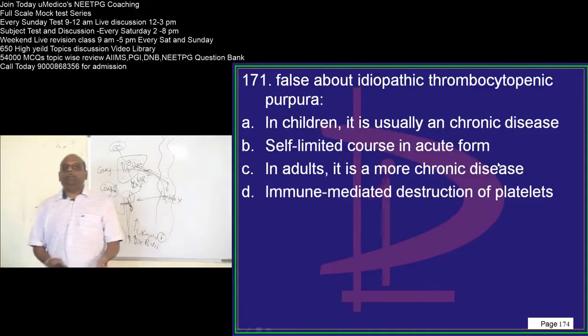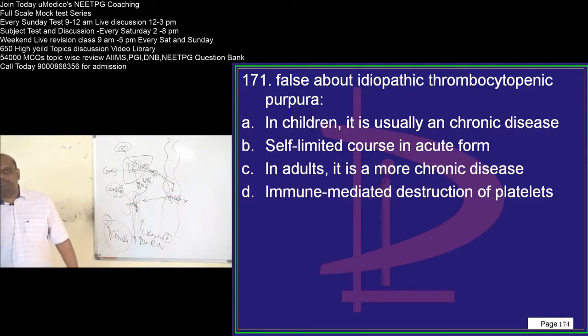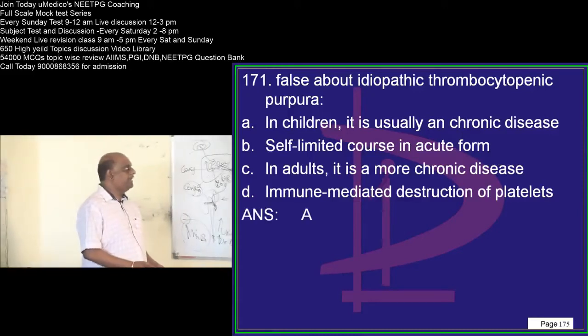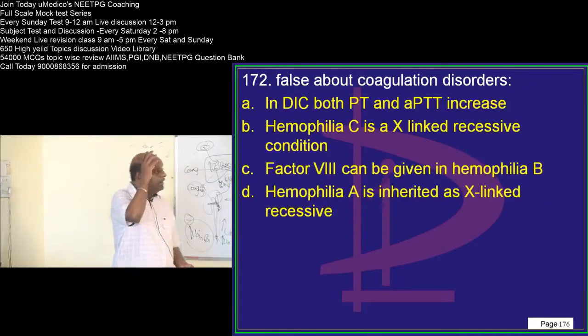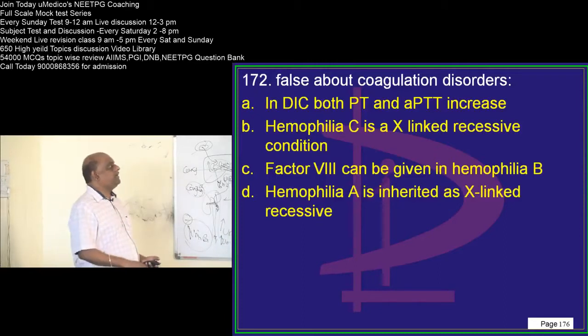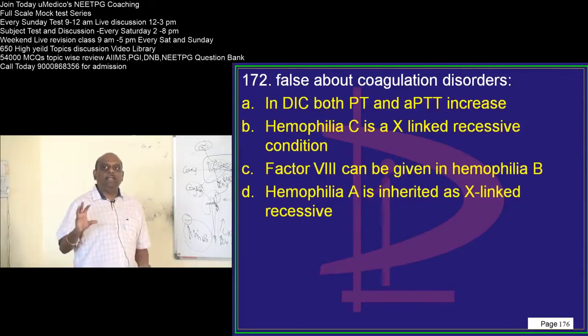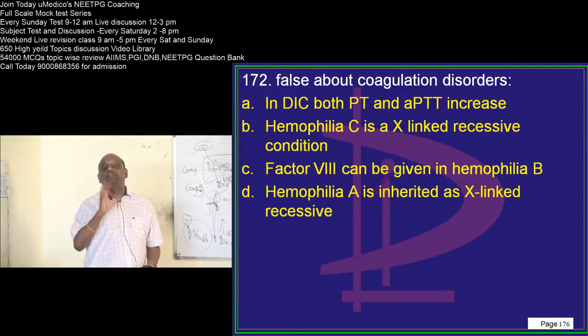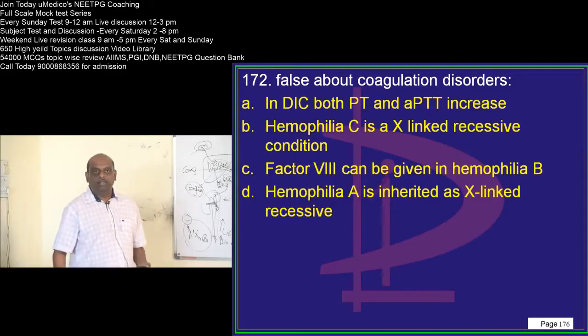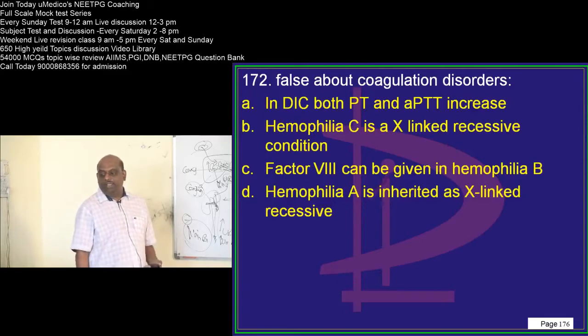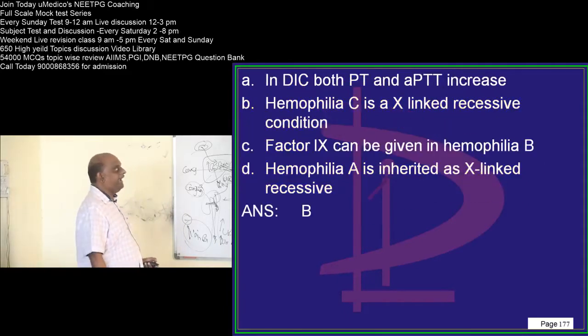Idiopathic thrombocytopenic purpura in adults can become chronic, not in the case of children. Coming to the coagulation disorders, hemophilia B, factor 9 deficiency, is what you need to remember. So we give an infusion of factor 9, not factor 8.